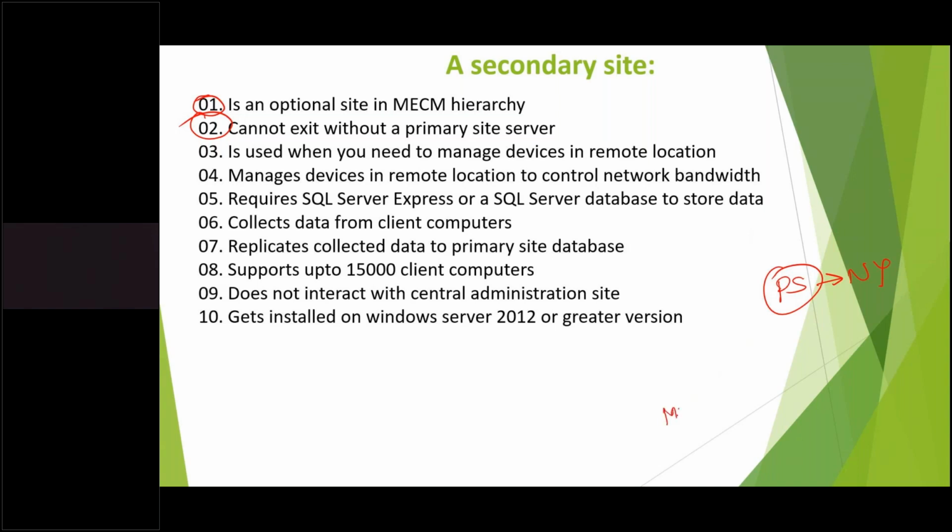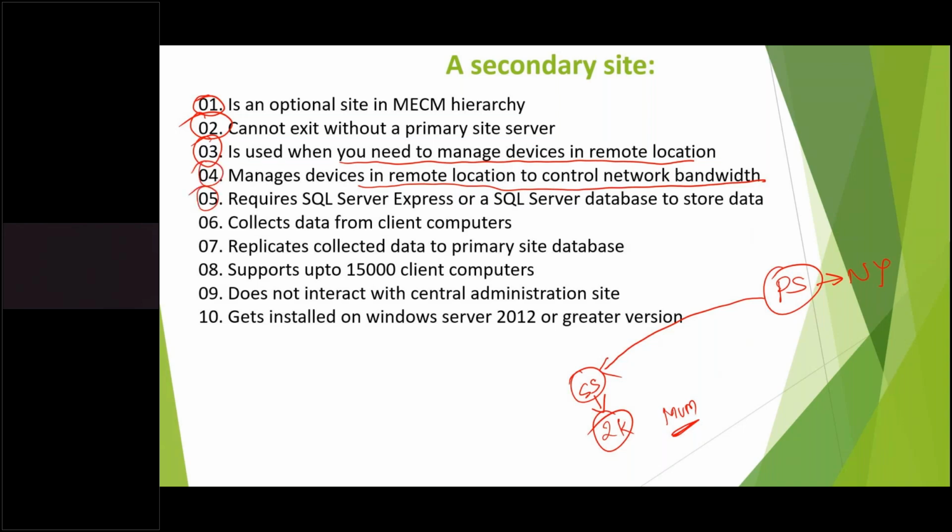For example, Mumbai branch office, 2000 devices are there. From New York to Mumbai, it will be very difficult for the primary to manage devices on the remote network. It's on the WAN, wide area network. So we will install a secondary site, and the secondary will take the policies and contents from the primary, and it will pass them on to the 2000 devices in Mumbai. So the secondary exists only with a primary. If the primary is not there, then the secondary cannot exist. It is used when you need to manage devices in a remote location, to control network bandwidth.